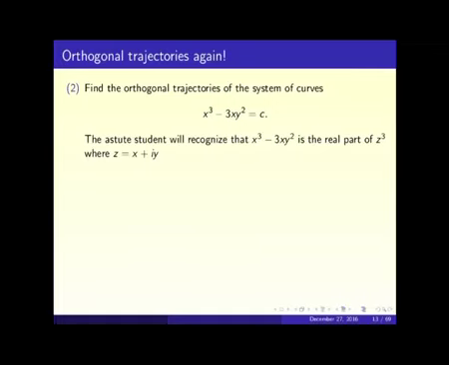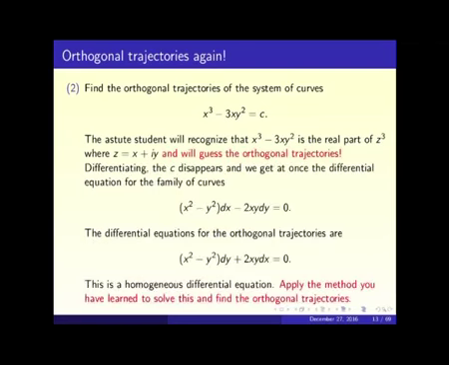The astute student will recognize that x cubed minus 3xy squared is the real part of z cubed, where z is the complex number x plus iy. And no prizes for guessing what would be the orthogonal trajectories. I am pretty sure the students would have guessed what the orthogonal trajectories are. I won't tell you, guess, and guess correctly please. Okay, so differentiate, the c disappears as I said. You get the differential equation (x squared minus y squared) dx minus 2xy dy equal to 0.